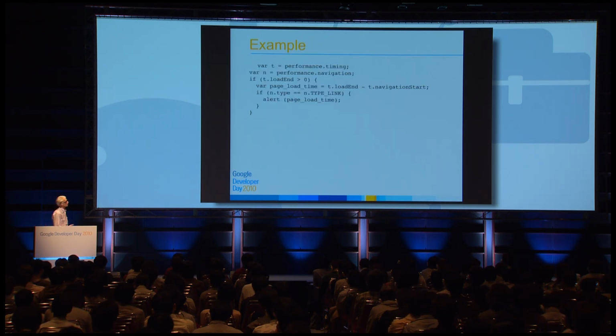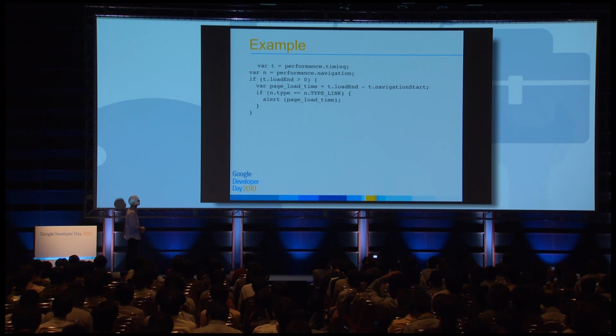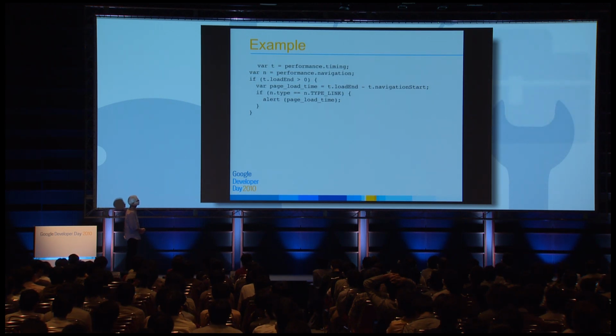So what does it look like when you put it all together as a code example? So you create an object T, which is a performance timing. Another one, which is this navigation. Check the attribute on the timing. This load end attribute, which means, okay, the page is loaded. I don't know exactly what the value is. I would have to go back and look at it, whether it's just 0 or 1, but you get the idea.